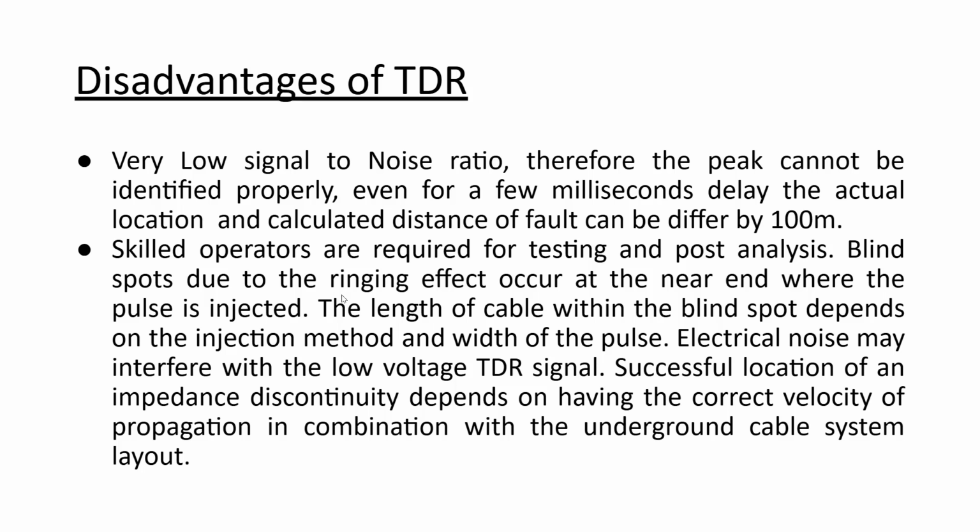There are blind spots due to the ringing effect that occurs at the near end. At the near end, the pulse is injected. A blind spot means that within that distance, you cannot identify the location, or you cannot identify any changes in the insulation. The length of the cable within the blind spot depends on the injection method and the pulse width. Electrical noise may also interfere with the low voltage TDR signal. This is another problem. Successful location of an impedance discontinuity depends on having the correct velocity of propagation in combination with the underground cable system layout. So these are some of the disadvantages of TDR.